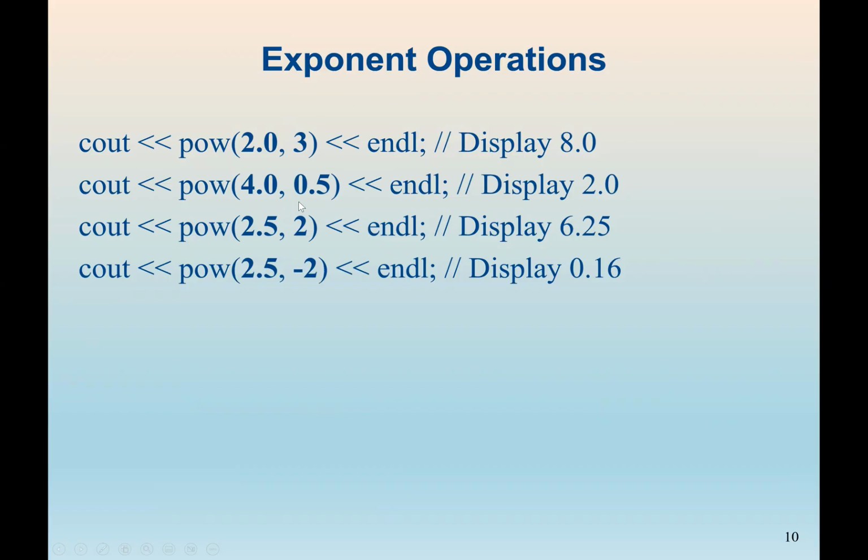pow(4.0, 0.5) means 4.0 to the power 0.5, and this is the same as a square root. We know a square root means the power is half. So anytime I want to find the square root of a value, I can use the power function with the base and then the exponent 0.5.